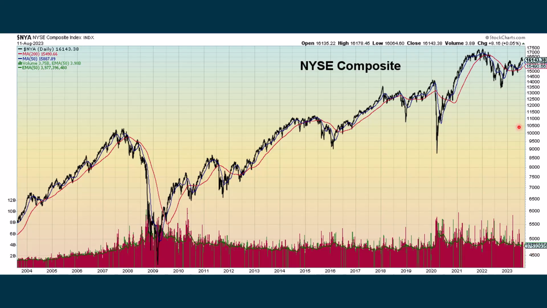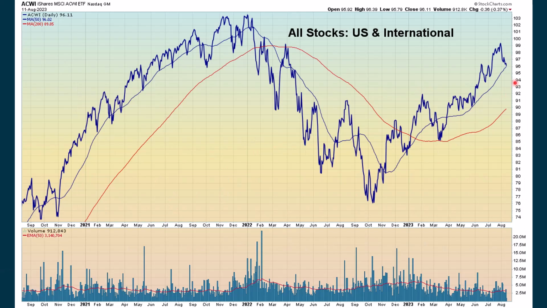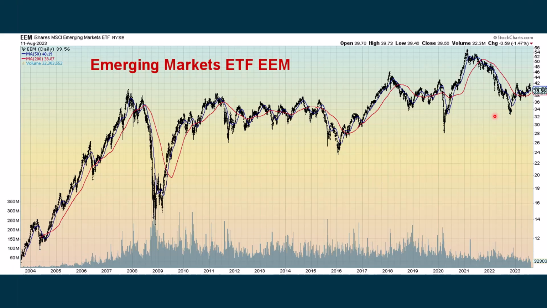The NYSE composite is also in an uptrend. All stocks, even though we saw some recent weakness down to its 50-day moving average, it's still in an uptrend. Emerging markets also still in an uptrend, but doing a lot of chopping sideways.